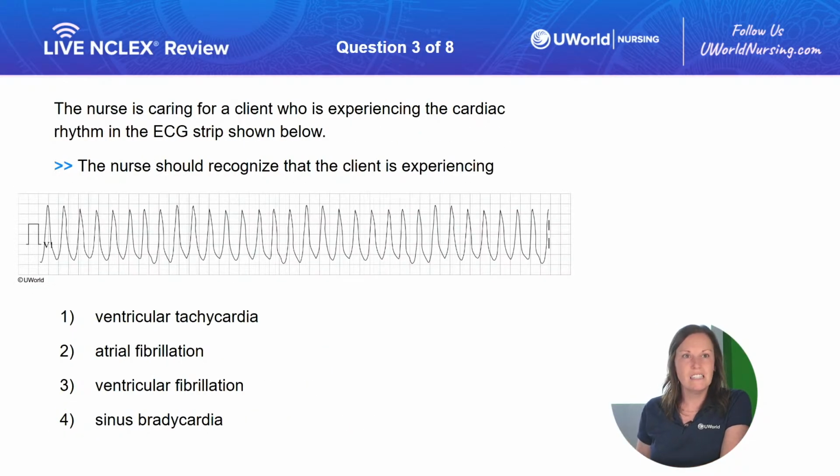Question 3, the nurse is caring for a client who's experiencing the cardiac rhythm in the ECG strip shown below. The nurse should recognize that the client is experiencing option 1, ventricular tachycardia, option 2, atrial fibrillation, option 3, ventricular fibrillation, option 4, sinus bradycardia. All right, good job, you guys.